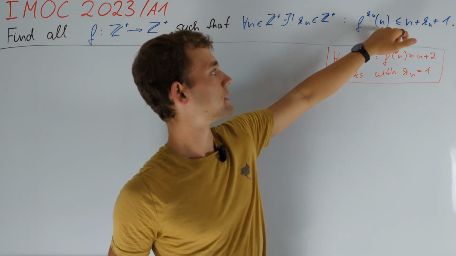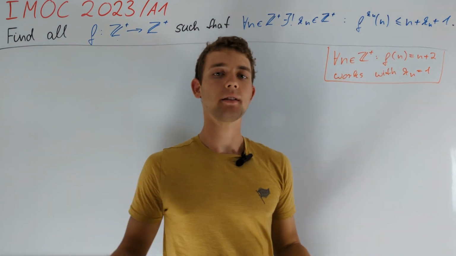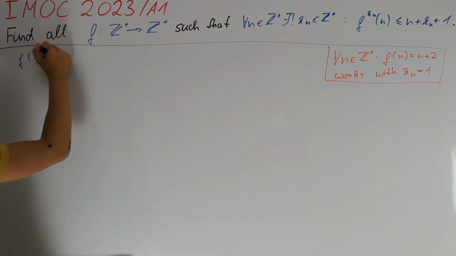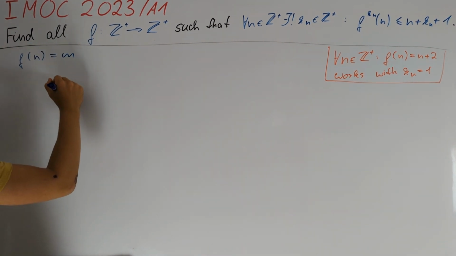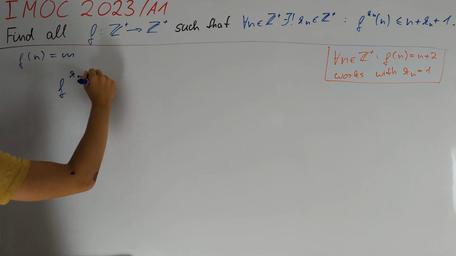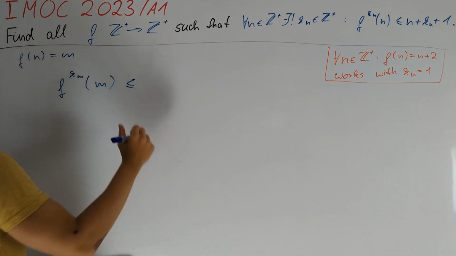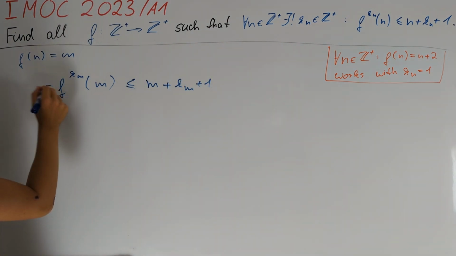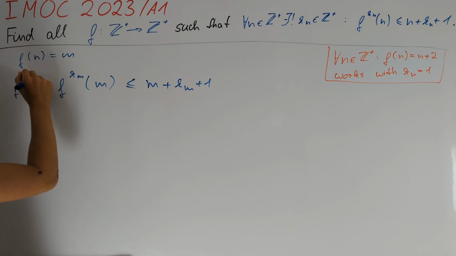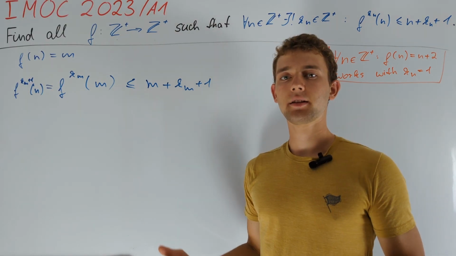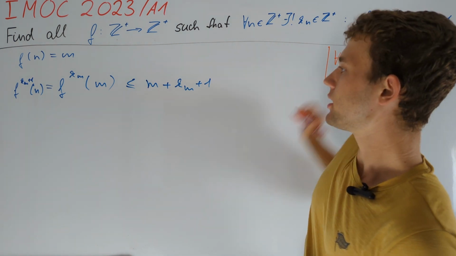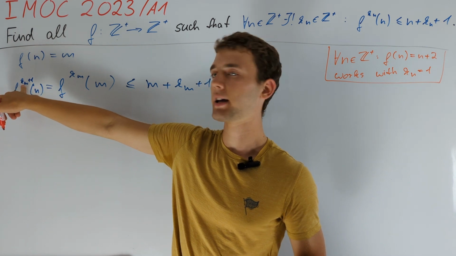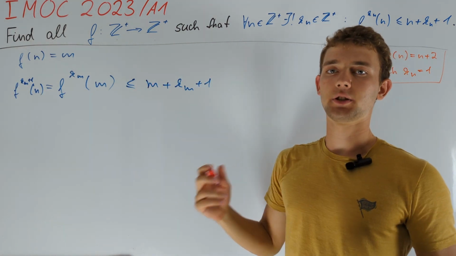Let's notice that we can use the same inequality with f of n instead of n in a really nice way. Namely, if we call f of n m, then we know that f applied k_m times to m is less than or equal to m plus k_m plus 1. The left side is nothing but f applied k_m plus 1 times to n. Because k_n is a unique integer with that property, we can read off from this inequality that we must have k_n equal to k_m plus 1 if m is sufficiently small.